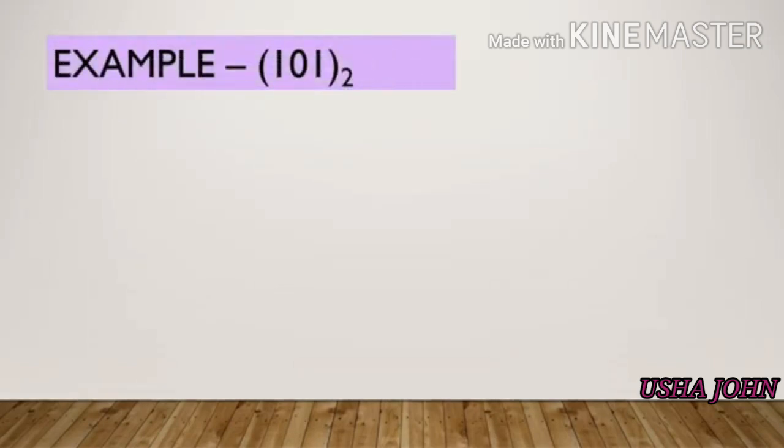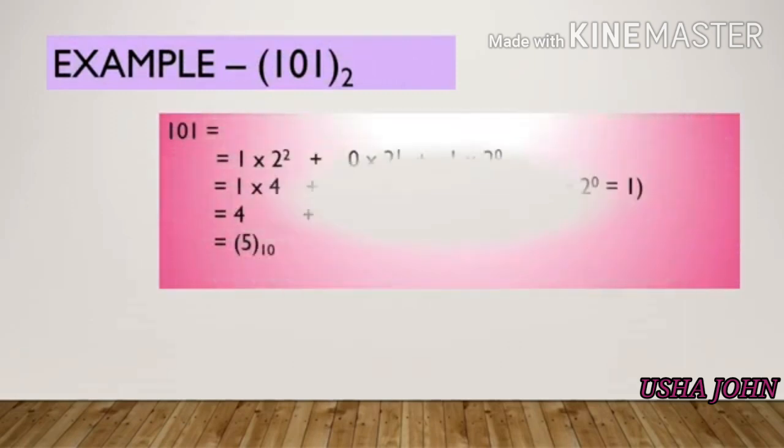For example, 101 base 2. We can't pronounce it as one hundred one, that is the binary number 101. From the right you want to write 2 power 0: digit 1 multiply 2 power 0. Then the second digit 0 multiply by 2 power 1. Then the third digit from the right, 2 power 2 is 4, multiply 1, that is 4. Then 0, then 1. Answer is 5. 4 plus 1 is 5, base 10 because it is decimal.